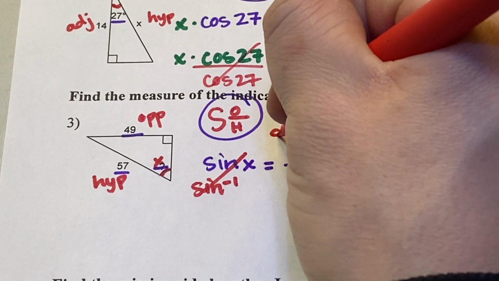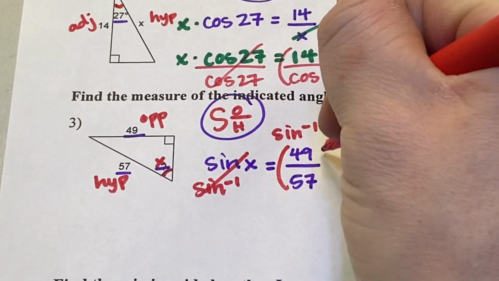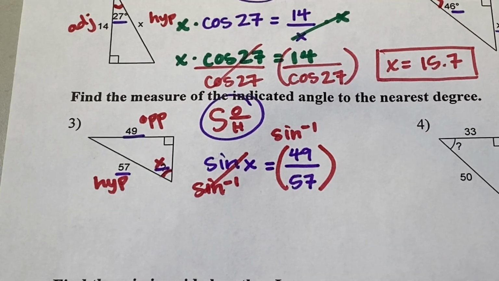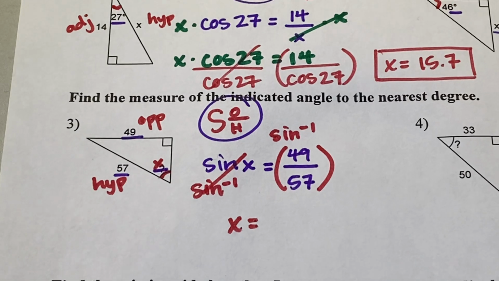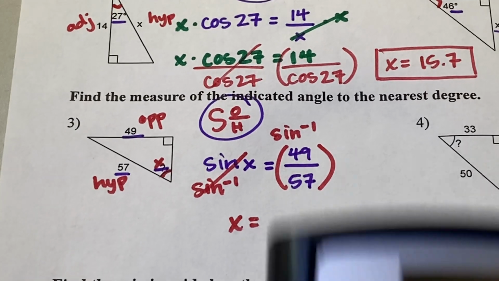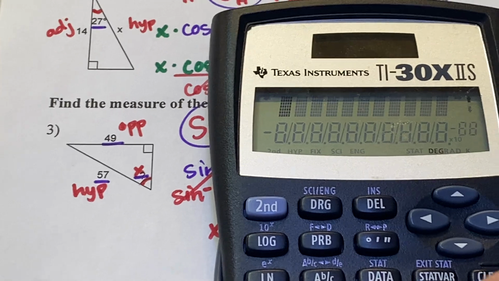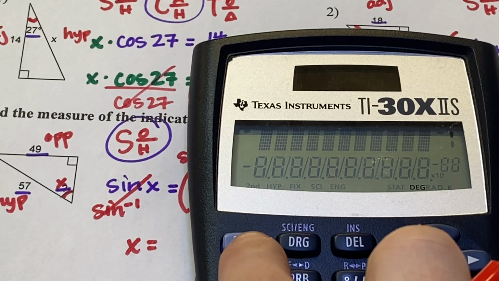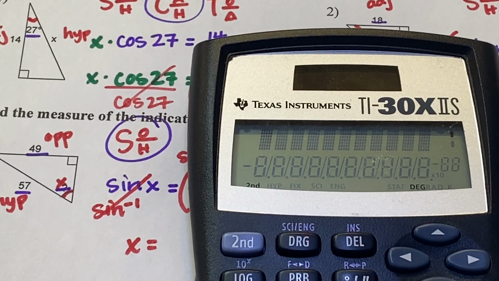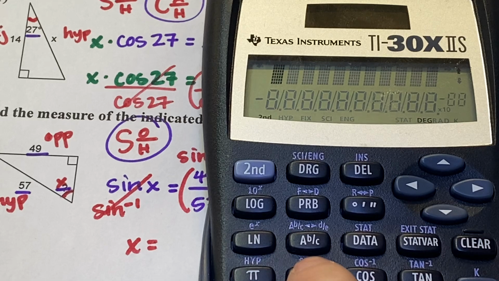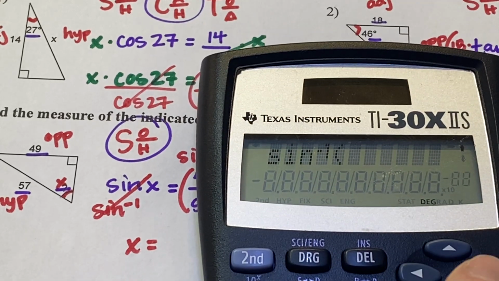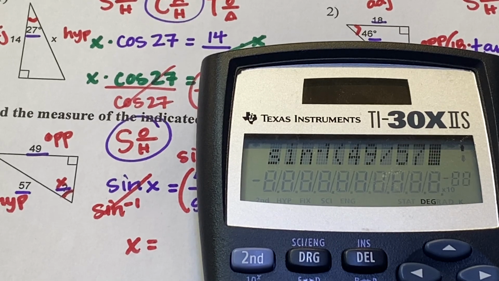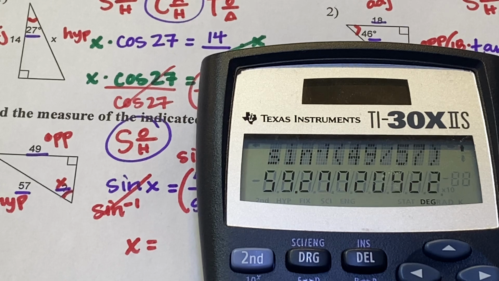They cancel each other out. So now in your calculator, you're just going to take the inverse sine of that fraction over there. That's going to give us our final answer, our degree. I'm going to show you how to type it in. Since it's the opposite of sine, you're going to need to click second. Now click your sine button. There's your opposite sine. And it was 49 over 57, close parentheses.